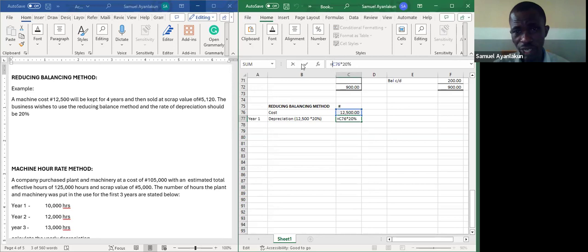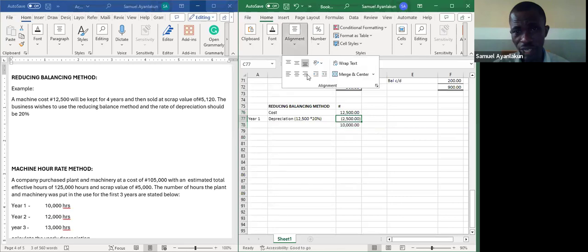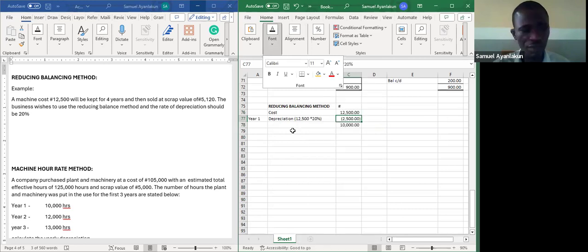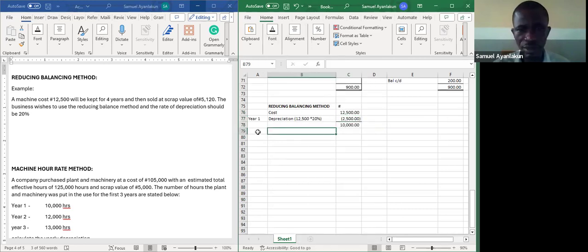For mine, it's subtracting. Just put the minus sign in front of it. It comes with the brackets. So when it comes, you are removing. So when you sum these two up, it makes sense. At the end of year one, you're having 10,000 naira. That's at the end of year one. And it comes to year two.